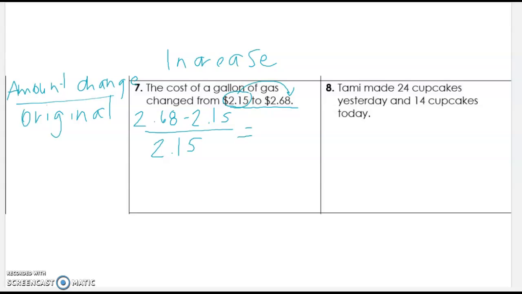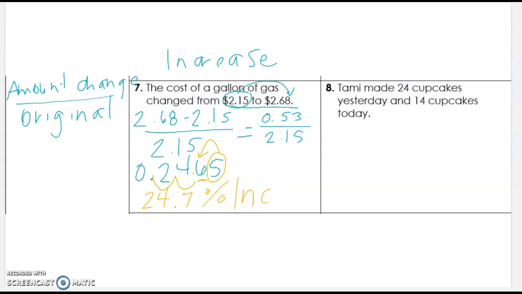When we subtract $2.68 minus $2.15, that's going to give us 53 cents over the $2.15. When we divide, it's going to give you several numbers, but let's look at the first few. So it's going to give us 0.2465. Now again, we have to change this into a percent. So we're going to move our decimal once, twice to the right. And again, it told us to round to the nearest tenth. So that's our 6. We look at the 5 behind it. That 5 rounds the 6 up to a 7. So this would be 24 7/10%. And this time it is an increase. So the answer to this question is 24 7/10% increase. Hopefully this will help you better understand the percent of change.